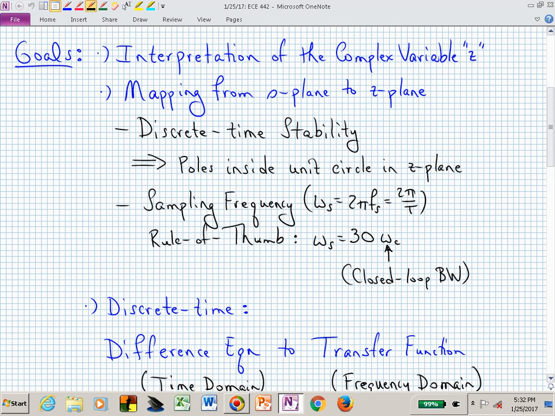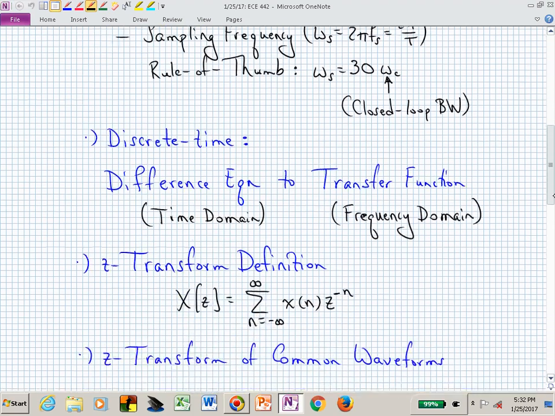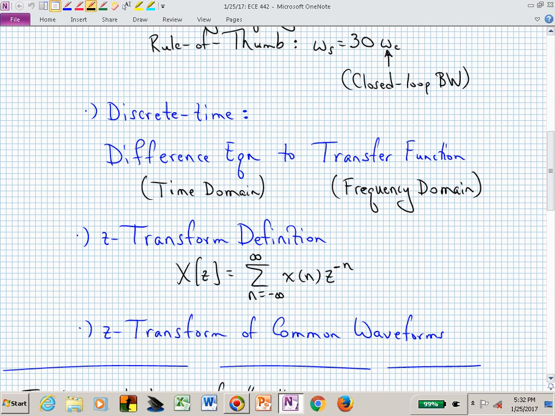We will again cover the rule of thumb for sampling, and we'll look at an example of what that looks like when we sample at 30 times the closed loop bandwidth. We will then start with a difference equation in the time domain and convert that by applying the operator Z or Z to the minus 1 to that time domain difference equation to produce a frequency domain expression, which we can then use to find a ratio of the output over the input to find our transfer function. And that will give us one way to go from the time domain into the frequency domain.